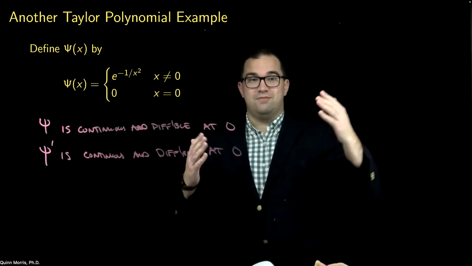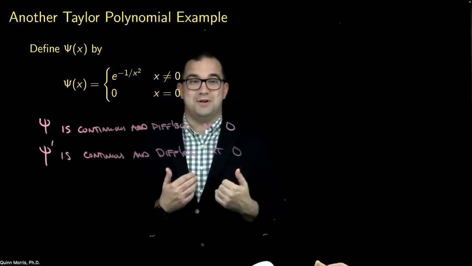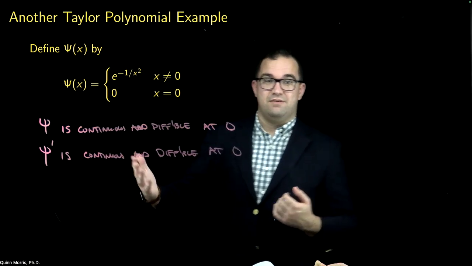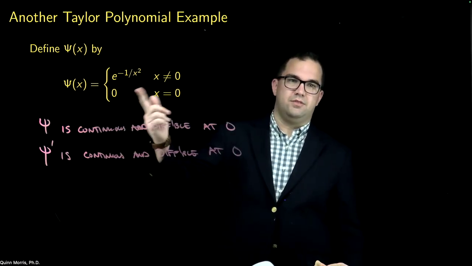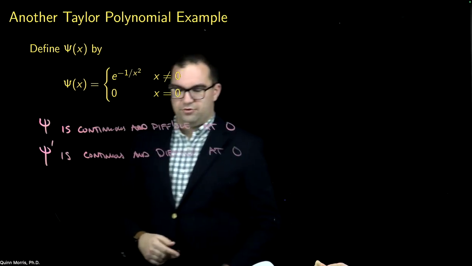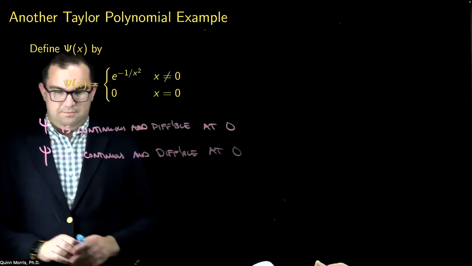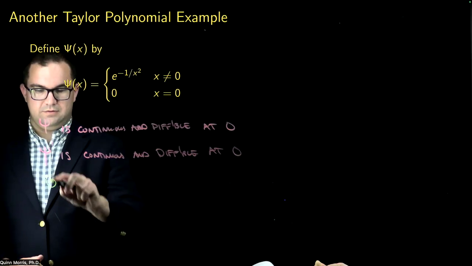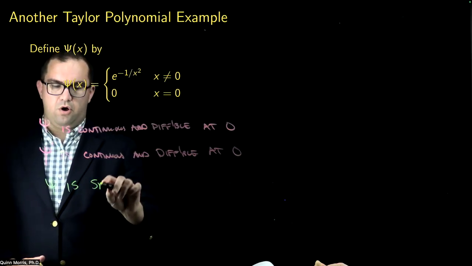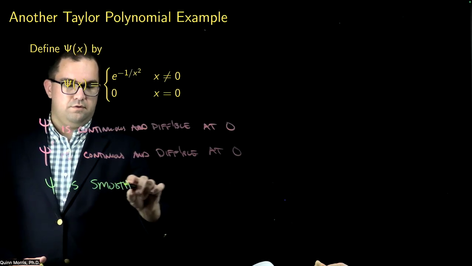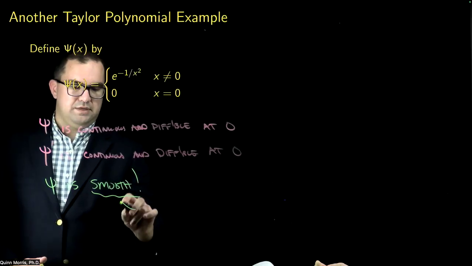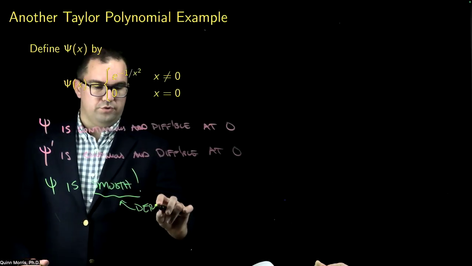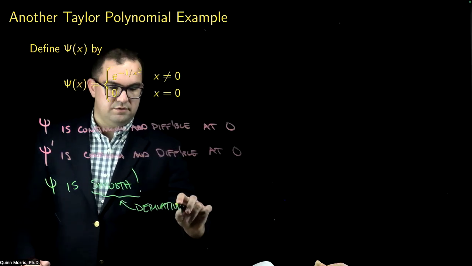It has derivatives of as many orders as you want to take. So the 50th derivative at 0 exists. And it's also worth noting that the derivative exists for every other x value as well. So we can say even more that psi is smooth, which means derivatives of all orders exist.